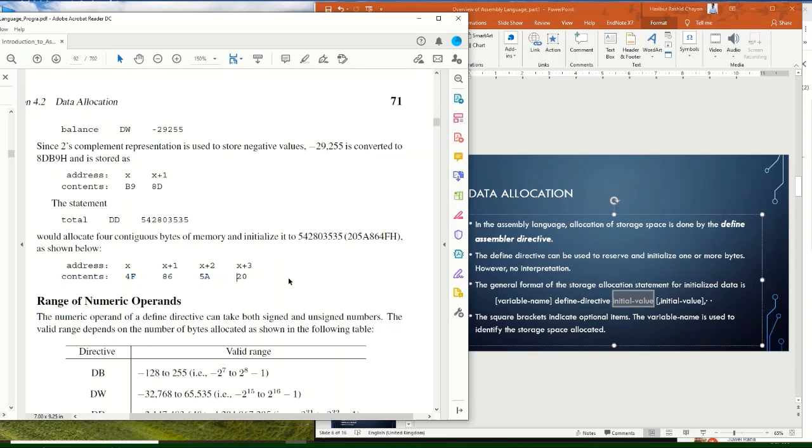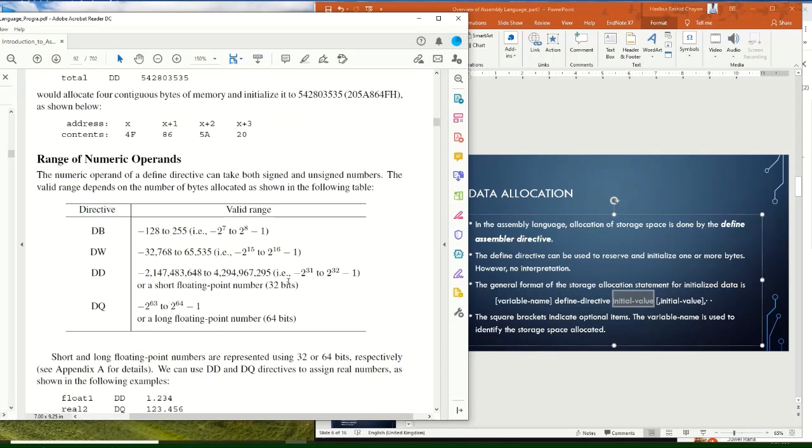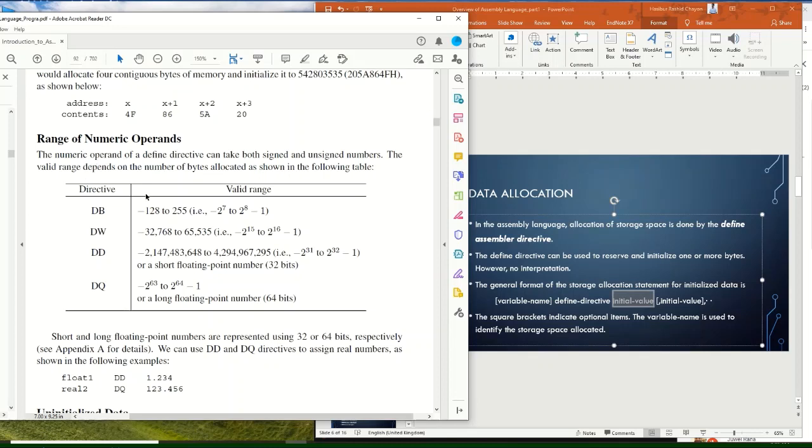I mean, you understand. So next thing, we have discussed that there is a range of these 5 different types. Make sure we can understand this one. It's very simple. DB means 1 byte. 1 byte means 8 bits, right? So that's why the maximum is 2 to the power 8. DW means 1 word. Word means 2 bytes. 2 bytes means 16 bits. That's why the maximum is 2 to the power 16. DD means 4 bytes. 4 bytes means 32 bits. That's why the maximum is 2 to the power 32.